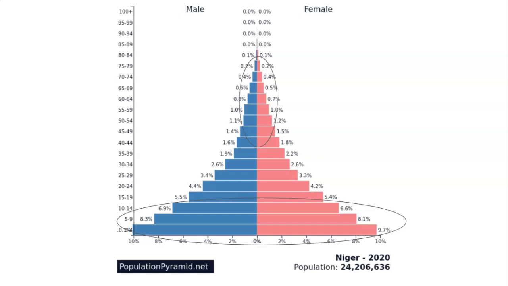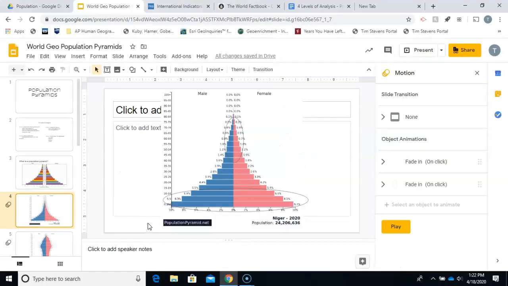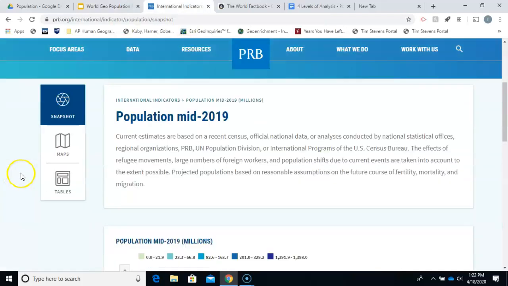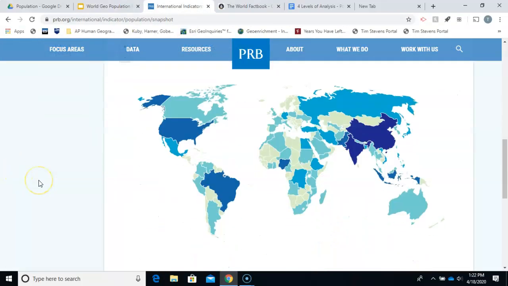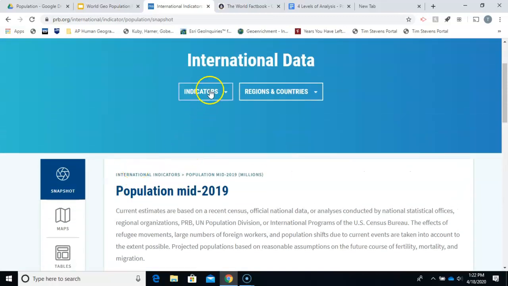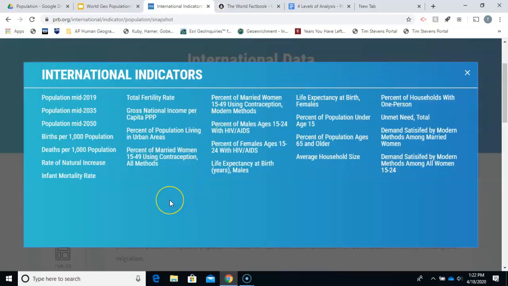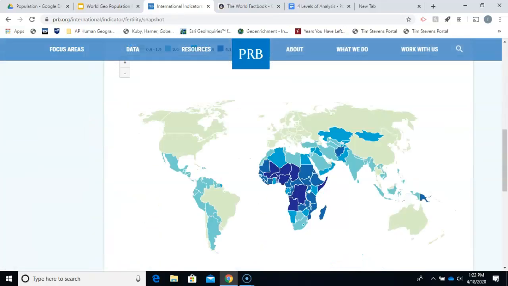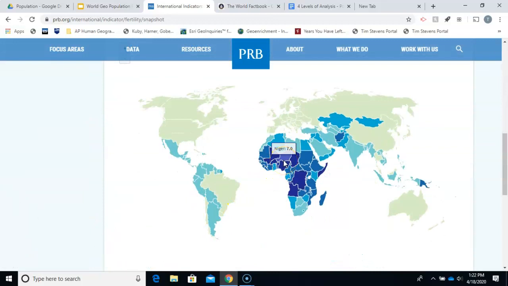Something's going on there. So I'm going to go over to my Population Reference Bureau, and I'm going to look at the country of Niger. And for those of you not sure, the country of Niger is right here. All right. Numbers are going to be a little bit different on this website. There's the country of Niger. I'm going to look at some of these other statistics. I'm going to look at fertility. The country of Niger has a really high fertility rate, right? 7 babies per woman in her lifetime. That's a lot of babies being born.